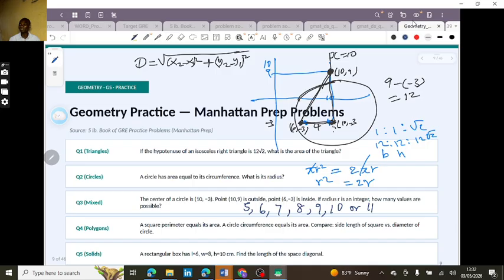Unfortunately, there's no option here. I think the original question included options. But let's count and see how many of them. 1, 2, 3, 4, 5, 6, 7. It can be only 7 possible values. So only 7 possible values.